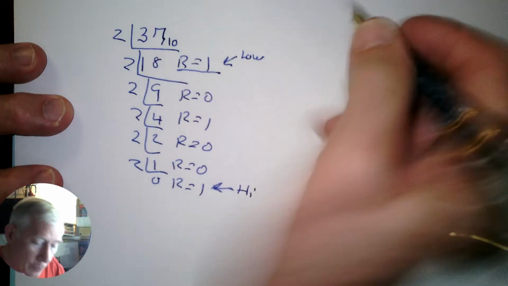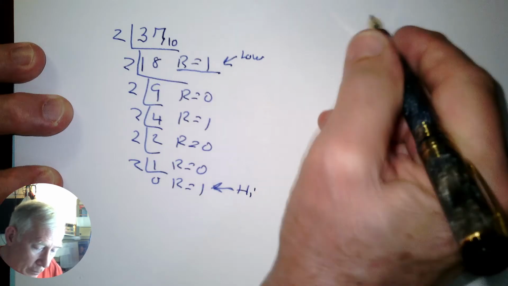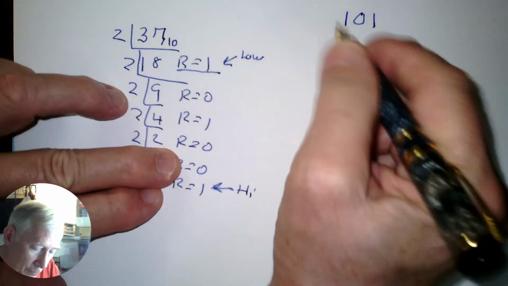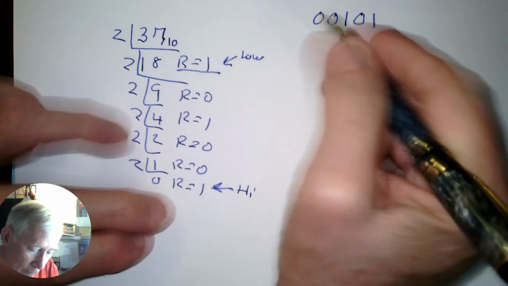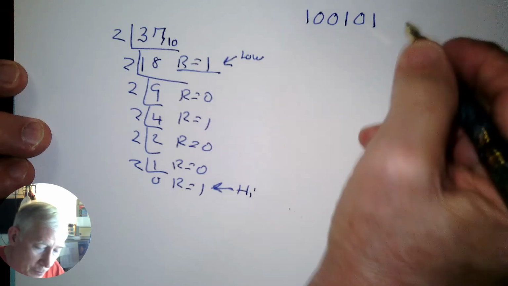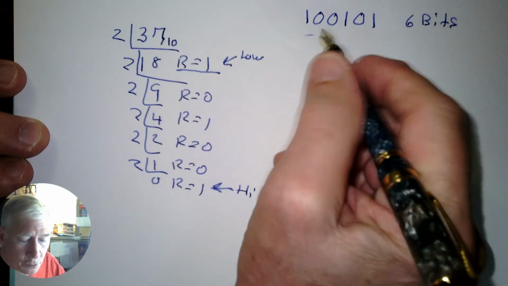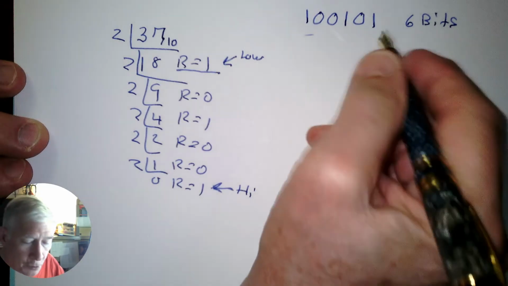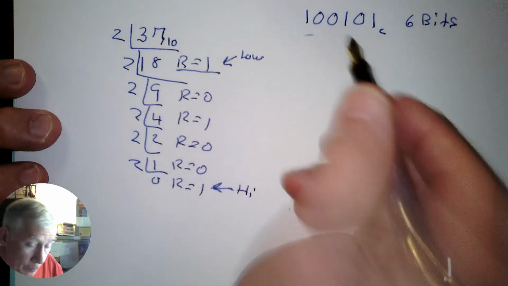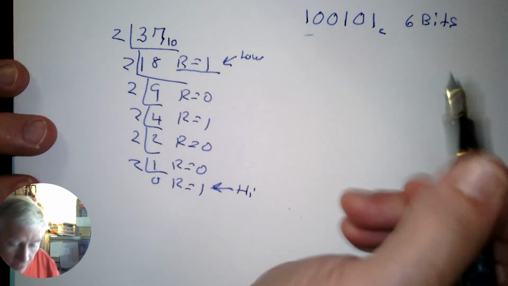So we write the number then, we take this 1 first, and that becomes our 1 over here, and then we take this 0, and then that 1, and then this 0, and this 0, and finally this 1. So in 1, 2, 3, 4, 5, 6 bits, we have this number, 1, 0, 0, 1, 0, 1, and that's base 2. That's our binary number.